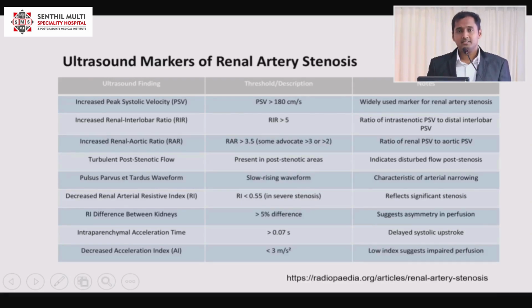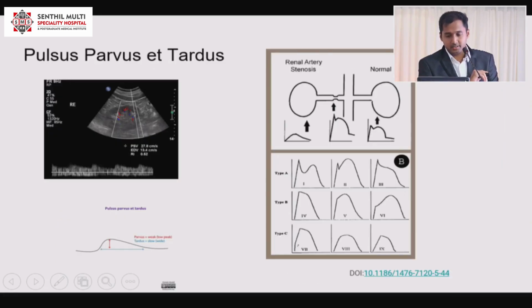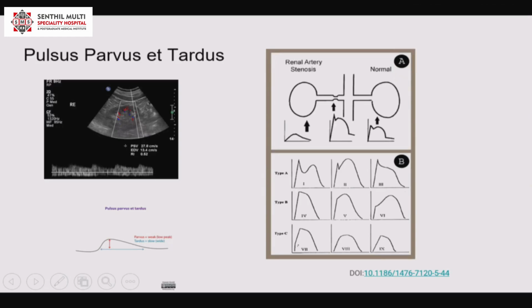The main parameter observed in renal artery stenosis is the renal aortic ratio, RAR. If the RAR is more than 3.5, there is evidence of renal artery stenosis. The presence of a pulsus parvus et tardus, that is a slow peak, is also evidence of renal artery stenosis. Here we see the pulsus parvus et tardus: there is a slow peak, and there is no sharp peak at all.